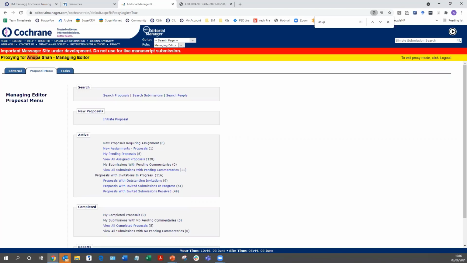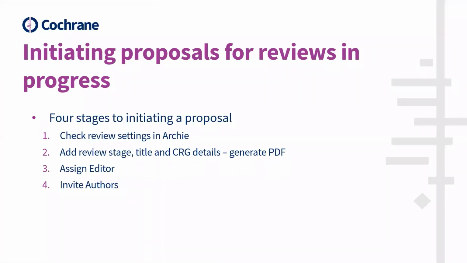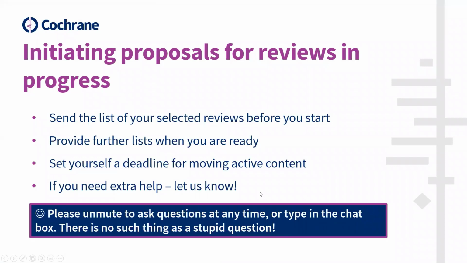So as I was mentioning last time, we're asking people to do a bit of triage in their review portfolio and select some reviews to move. And we can't do that because we're not sure what reviews you would like to manage in EM. That said, on my final slide, I was going to note that if you need extra help with adding titles to EM, if you've got an enormous portfolio, if you've got a lot of things to move, please do let us know and we'll see what we can do.